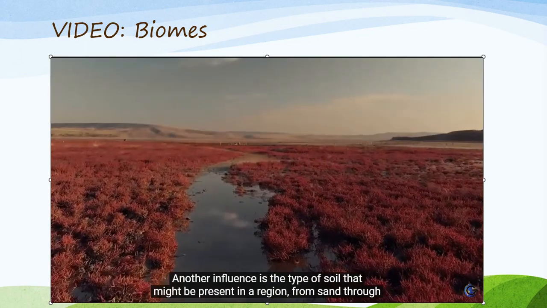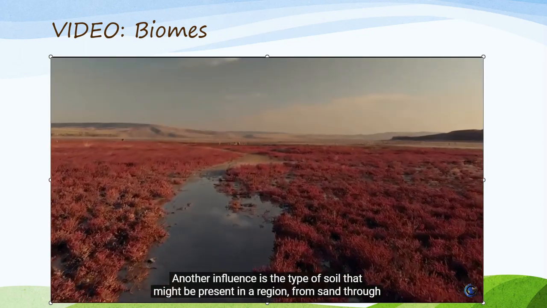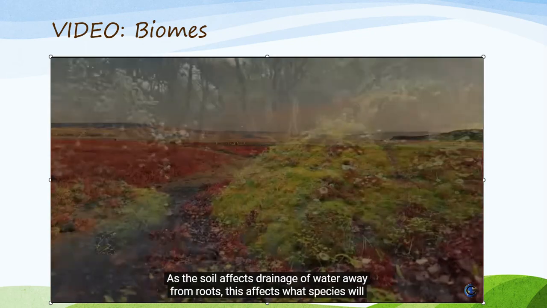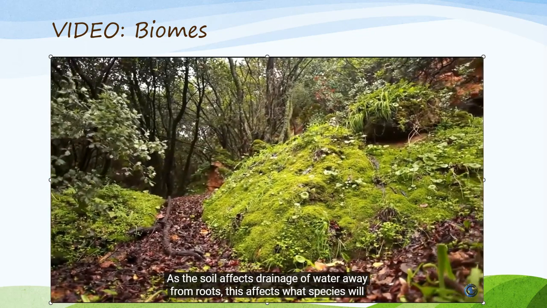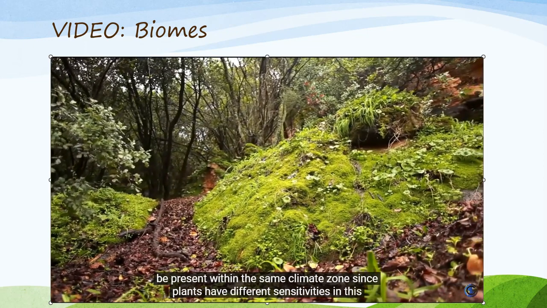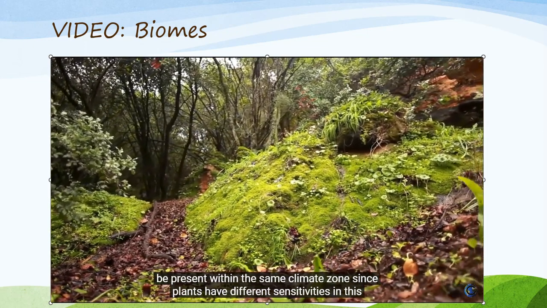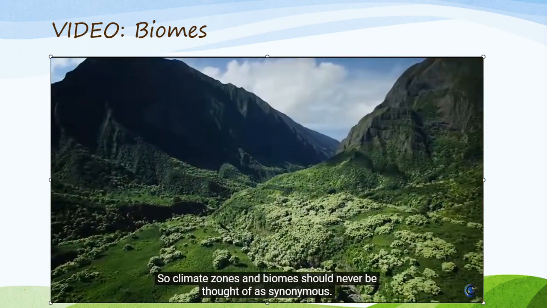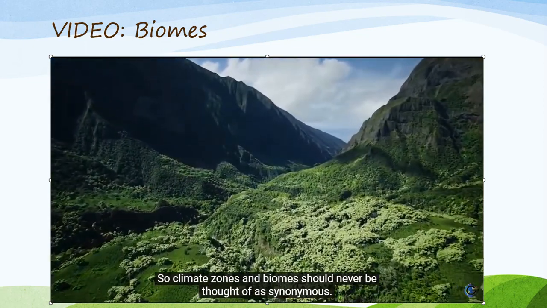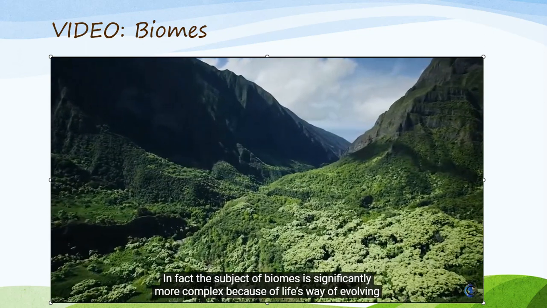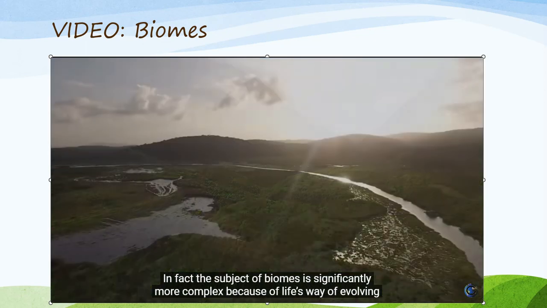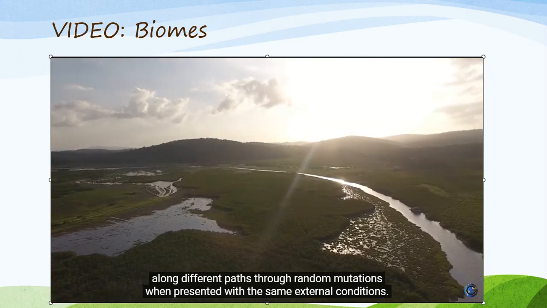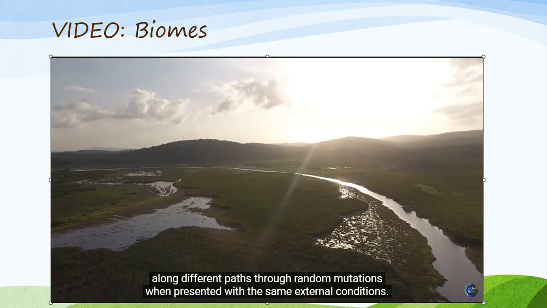Another influence is the type of soil that might be present in a region, from sand through to silt and clay. As the soil affects drainage of water away from roots, this affects what species will be present within the same climate zone, since plants have different sensitivities in this regard. So climate zones and biomes should never be thought of as synonymous. In fact, the subject of biomes is significantly more complex because of life's way of evolving along different paths through random mutations when presented with the same external conditions.